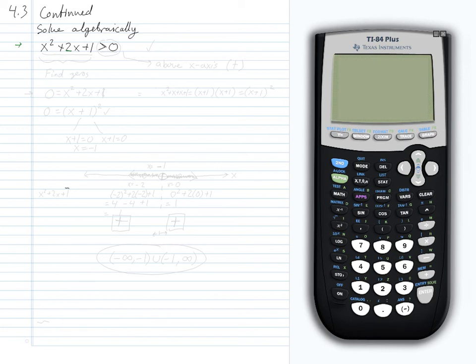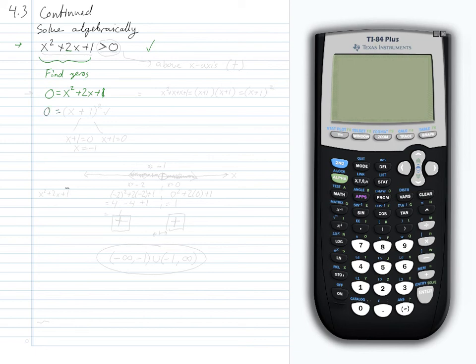So first, we want to put it in standard form. One side is equal to 0, so we're good there. Now I want to find the zeros of this quadratic part. In other words, I want to find the x values for which this piece is equal to 0. So if I set x squared plus 2x plus 1 equal to 0, and then solve, I'll be able to find the zeros, and those are going to be my critical numbers.